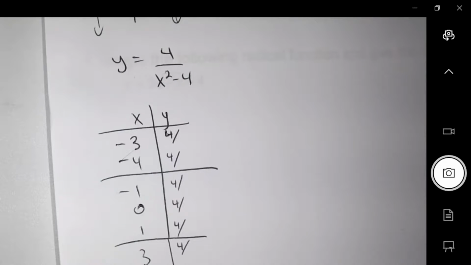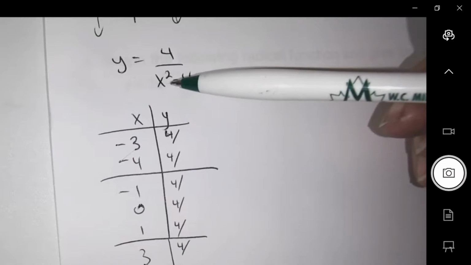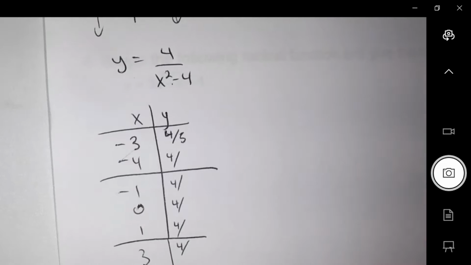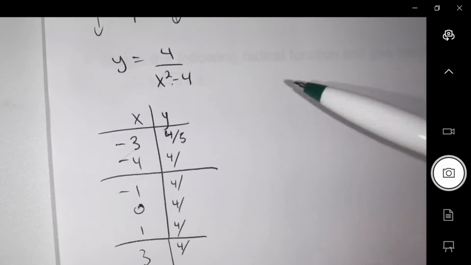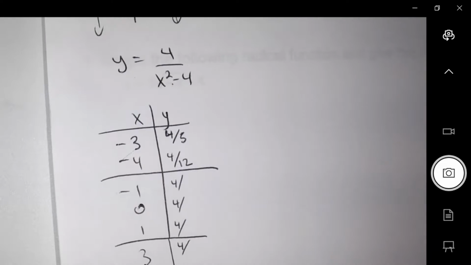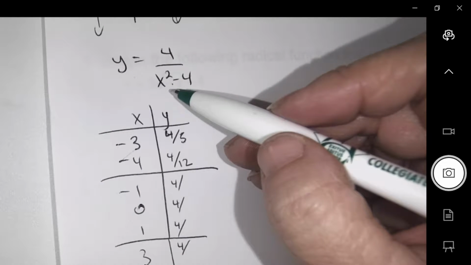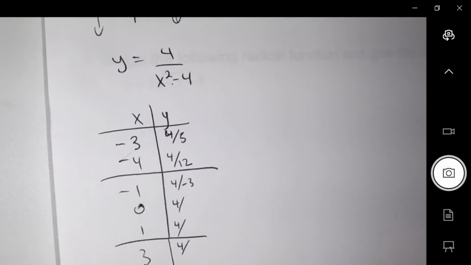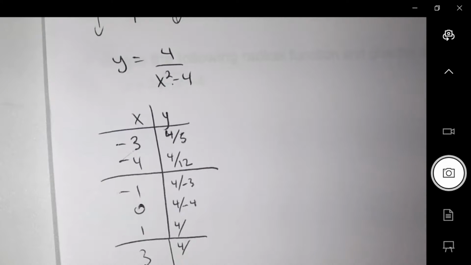Okay, ready? -3 squared, 9, subtract 4 is 5. -4 squared is 16, minus 4 is 12. -1 squared is 1, minus 4 is -3. This bottom would be -4.